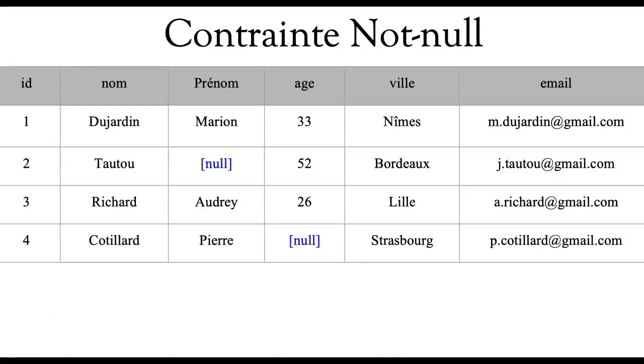It would be easier to see what we mean by a null field by looking at this table. So in our table, you can see that some of the fields are filled with null, such as Mr. Totu's first name or Mr. Cotillard's age. This time, Mr. Totu didn't give his name and Pierre his age. Although it doesn't prevent you from entering data, you wouldn't want to go without the email or the name. Therefore, you must apply the not null constraint in these two columns, meaning these two fields must be filled in.